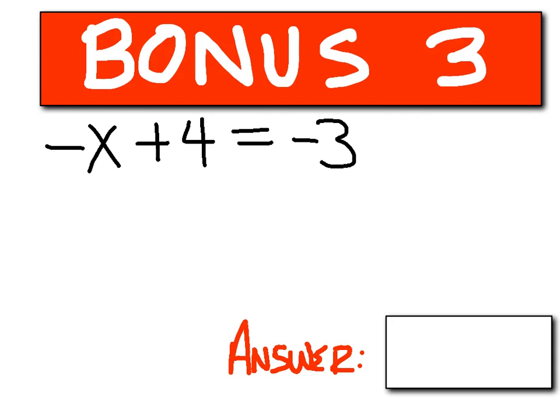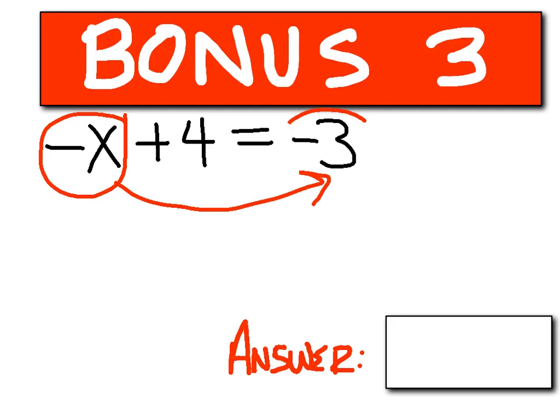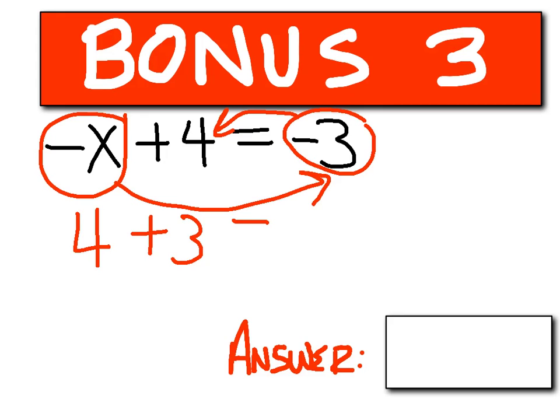Alright, we have negative x plus 4 is equal to negative 3. Okay, we have our negative x on the left side. We want to make it positive, so we bring it to the right side. And then we need to get all of our numbers on one side. So we need to take our negative 3 and bring that over to the left side. So we've got a positive 4 on this side. When we bring our negative 3 over to the left side, it becomes positive. So that's 4 plus 3 is equal to x. So your answer should be positive 7.